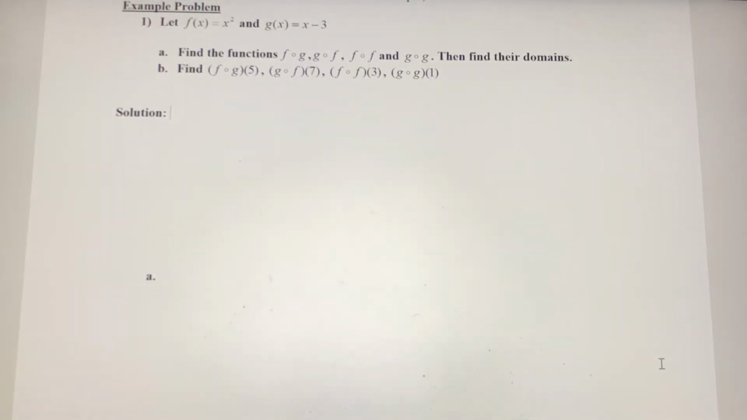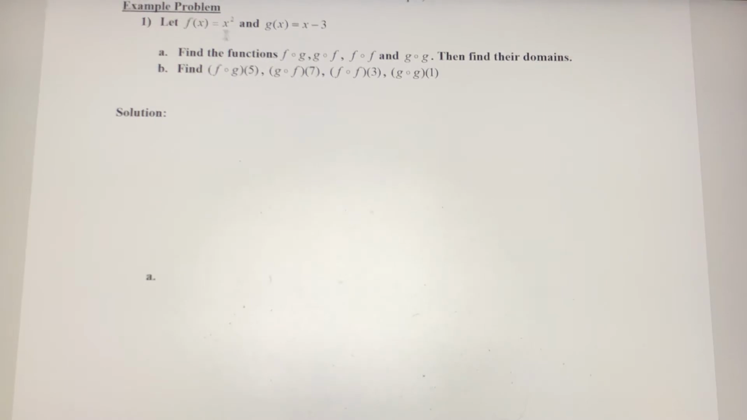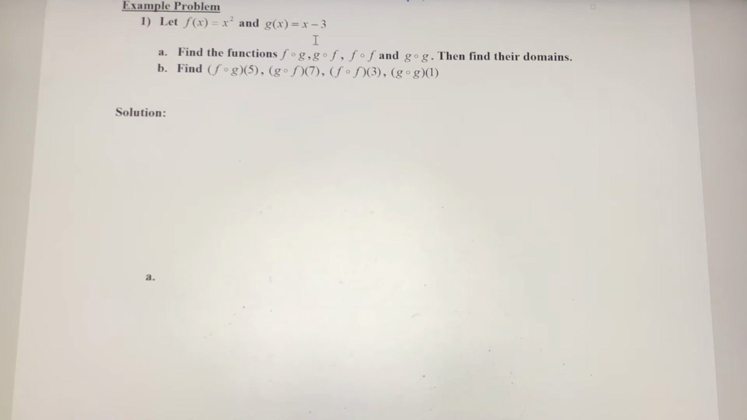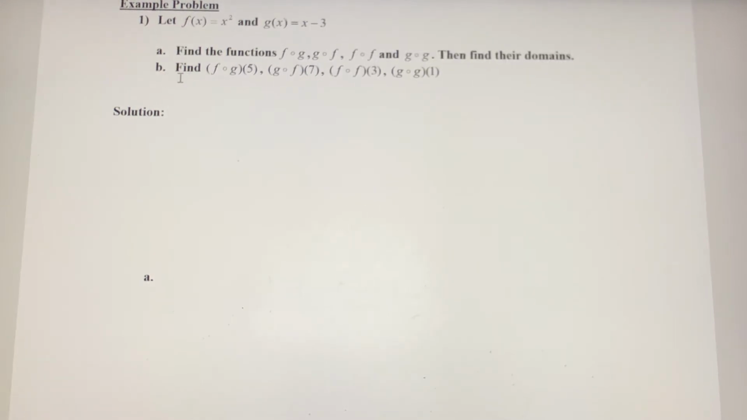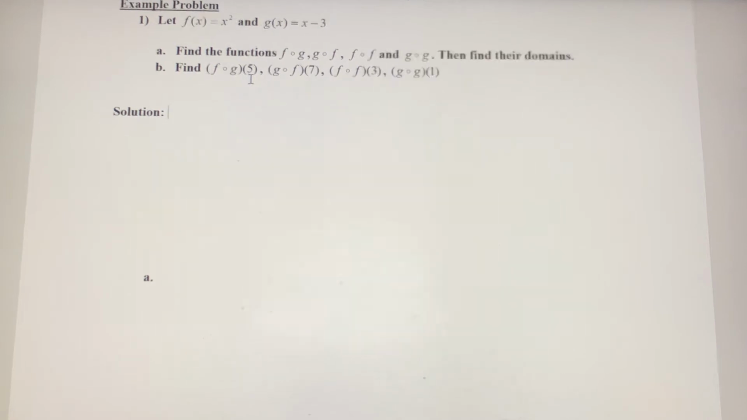All right, so in this video, we're going to go over composition of functions, or composite functions. We've got f of x equal to x squared, and g of x equal to x minus 3. We want to find the composite functions f of g, g of f, f of f, and g of g, and then find their domains. After that, we're going to evaluate each of those composite functions for a set value of x.